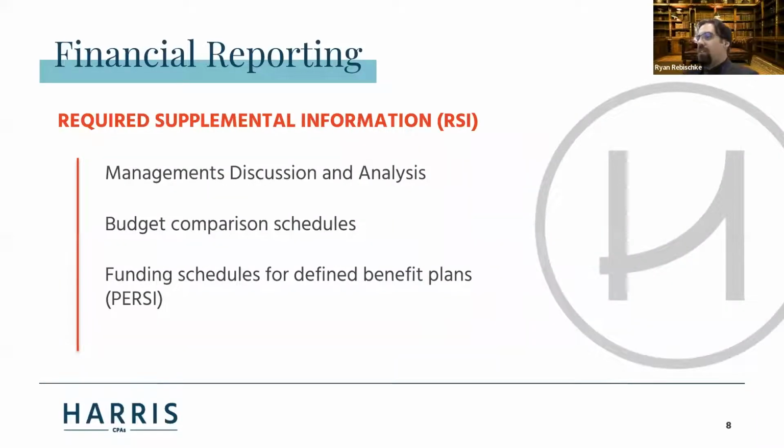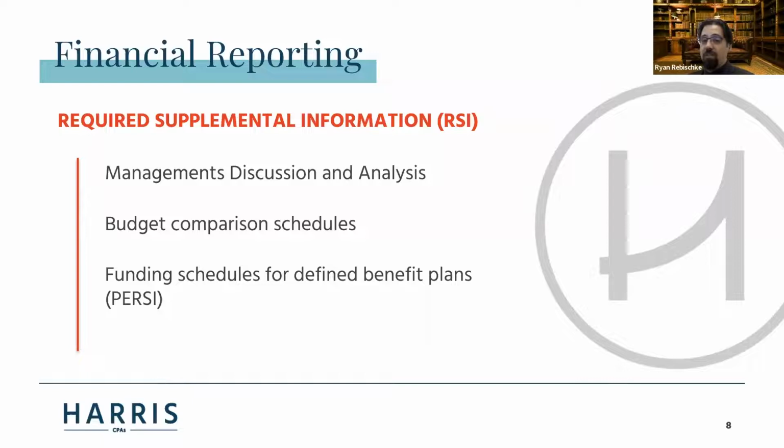A third component that in the government world you will almost always have is something called required supplemental information. These are items and reports that the people who set accounting standards, GASB, have decided are pivotal to users understanding the financial statements. So these are things that, while they're not a part of the actual statements, if you don't have them as well, you won't be able to see the complete picture when looking at those statements, that financial report for that period of time.